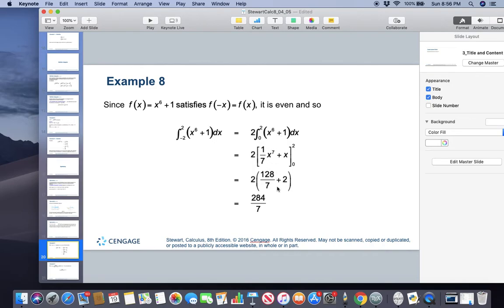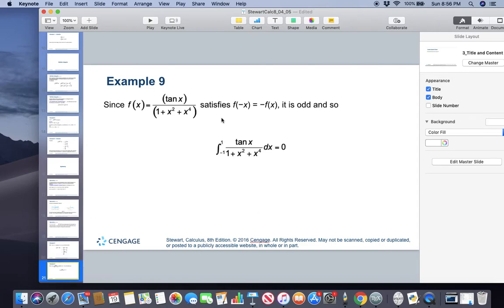It's just calculations. Here is a more interesting example of an odd function. When you replace x by negative x, for tan the negative comes out, but these other factors don't, so only one negative survives. This is an odd function.